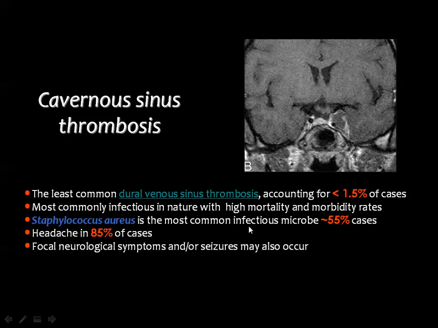Then cavernous sinus thrombosis is the least common. It accounts for less than 1.5% of the cases, and in most of the cases, it is secondary to inflammatory etiology, especially Staphylococcus aureus, which is encountered most commonly in these patients. The clinical presentation, similar to any sinus thrombosis, is headache, and sometimes you get focal neurological deficits and seizures.